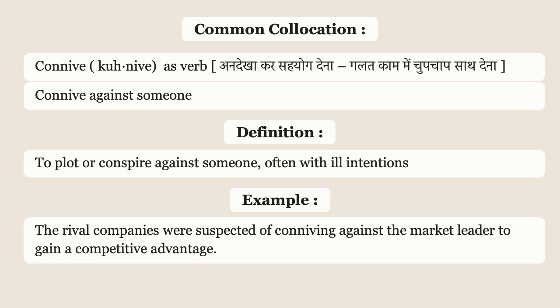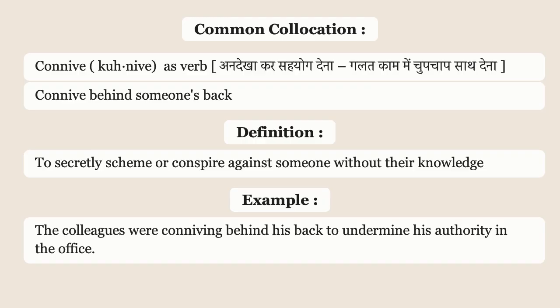Connive against someone. Definition: to plot or conspire against someone, often with ill intentions. Examples: The rival companies were suspected of conniving against the market leader to gain a competitive advantage. Connive behind someone's back. Definition: to secretly scheme or conspire against someone without their knowledge. Examples: The colleagues were conniving behind his back to undermine his authority in the office.